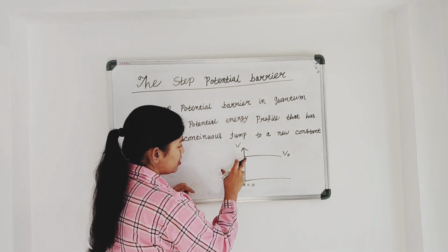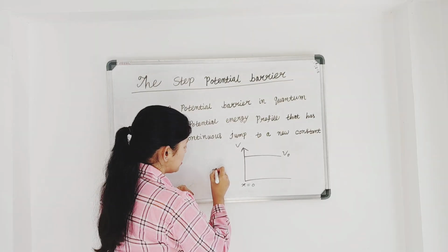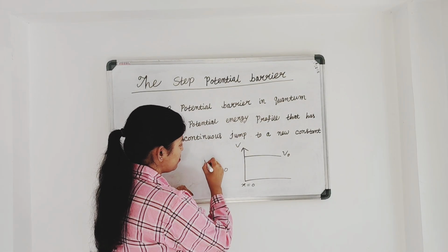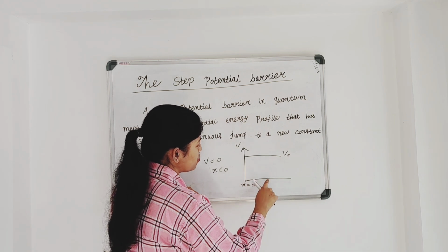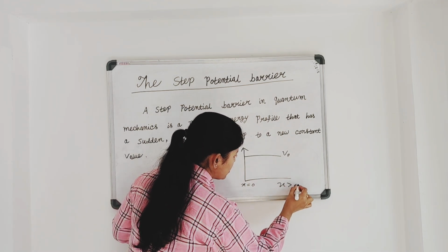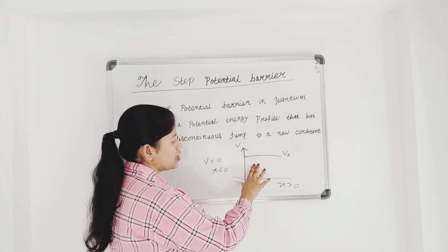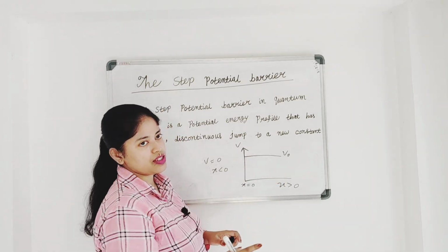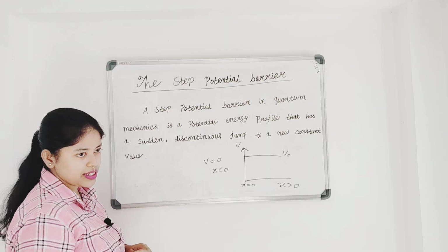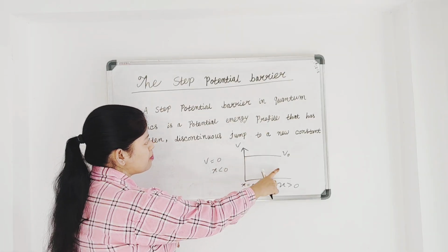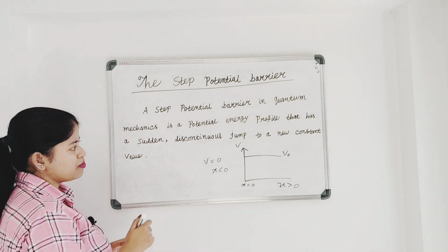Whenever the particle is in the region x less than 0, the potential V is 0, but whenever the particle reaches the region at x equals 0 or x greater than 0, it will have to encounter this potential V0. This type of case is called a step potential barrier. Here there is a continuous jump to a new constant value in potential.